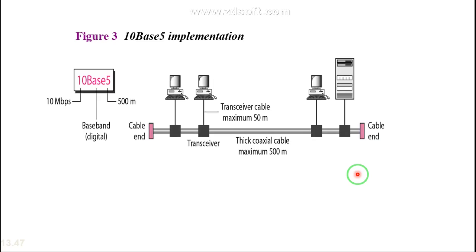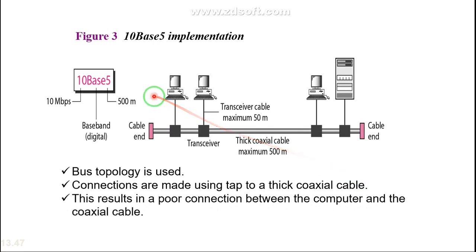10Base5. The first implementation is called 10Base5, also called thick Ethernet or thicknet. The name derives from the size of the cable, which is roughly the size of a garden hose. You can see from the figure, it is very stiff. You couldn't easily bend this cable with your hands. It was the first Ethernet specification to use a bus topology, and connections are made using a tap to this thick coaxial cable.